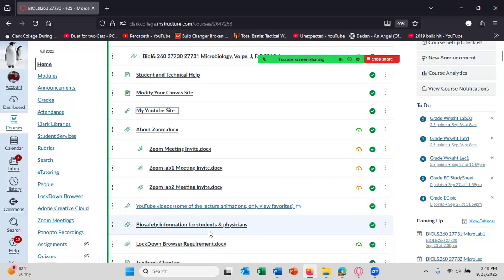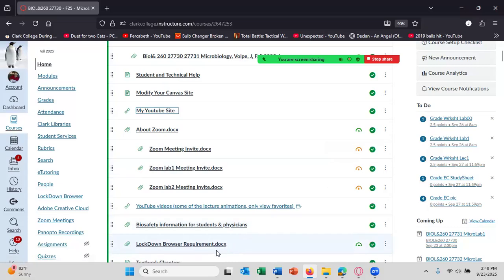There's some biosafety information for students and physicians. This is really of more importance if you're coming into a regular classroom and you're exposed to the microorganisms. Because we're going to be doing everything online, you will not be exposed to the microorganisms. So this information is just for your own education and information. It's not really important because you do not need to know about the microbes you will be exposed to, since you won't be exposed to anything online.